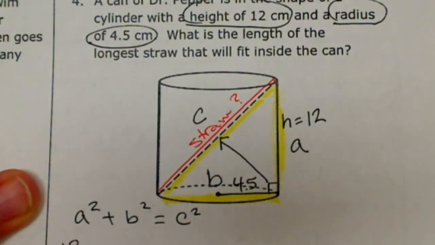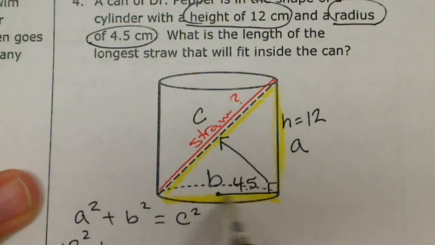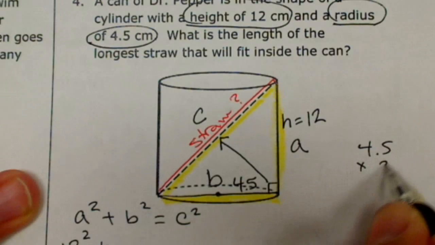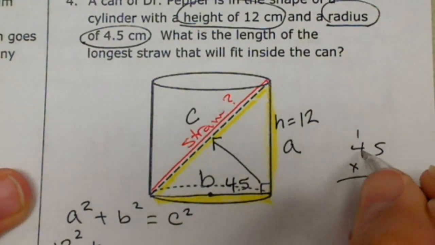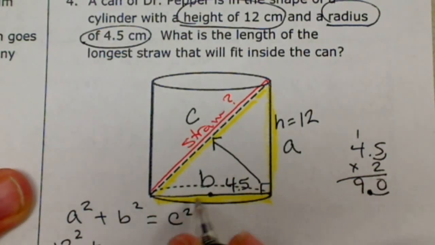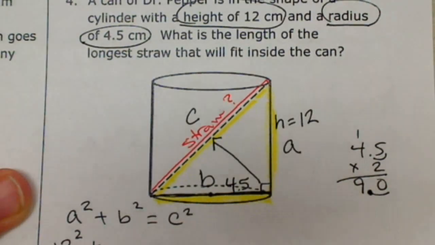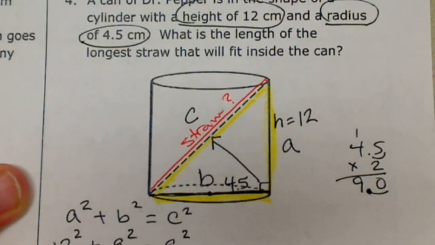a is 12, so I'm going to write 12 squared plus, well, some of you might want to go ahead and write down 4.5, but since this is the radius, I need to find the full length across. So I'm going to double 4.5, times 2. 5 times 2 is 10. 2 times 4 is 8, plus 1 is 9. Move my decimal over once. So that means this entire bottom length, the length of that leg, is 9. So I'm going to write 9 squared there, and I'm looking for c squared.